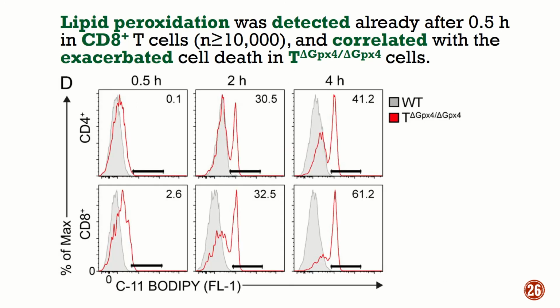So in these results, we can see that at the first time point, 0.5 hours, there is already a peak shift compared to wild type, which means cell death happens greatly when the lipid peroxides are greater. And you can see that as time goes by, the difference gets higher and higher.